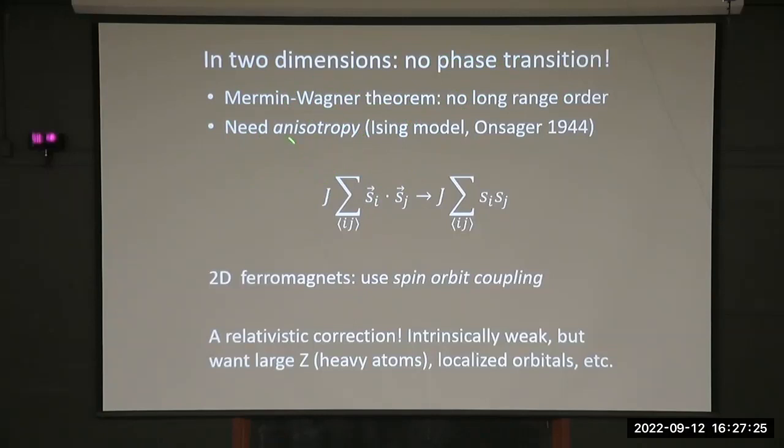You don't have a continuous symmetry you have to break. You just have a discrete symmetry, so the spins can point up or down. You just have to choose one of the two. And that's allowed at finite temperature, as shown by Onsager in 2 dimensions.